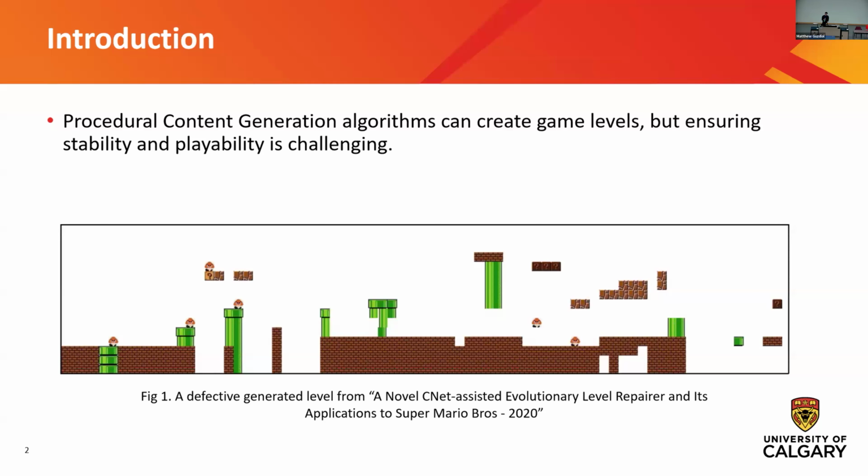Quick introduction. As all of you might know, we use procedural content generation algorithms to create game levels for games. But ensuring the stability and quality of these levels might be challenging, especially when we don't have enough constraints on those, and we don't want to limit our creativity. For example, this image here is an image of a defective Mario level.